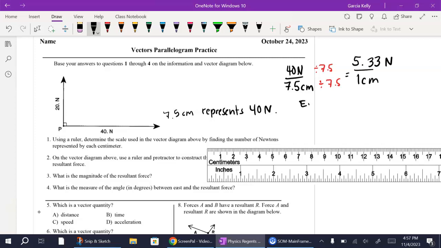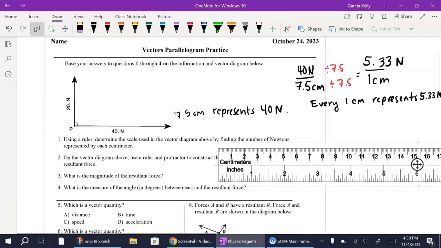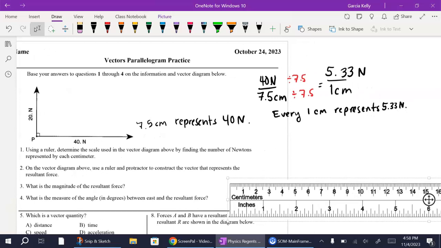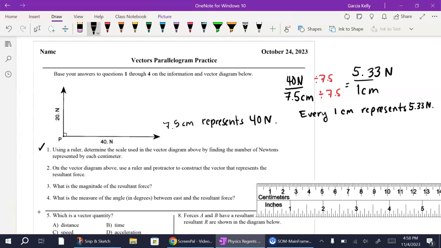So that means every 1 centimeter represents 5.33 newtons. So next, I'm going to take a look at the rest of these problems. Let's see, use a ruler to determine the scale. Check. 1 centimeter equals 5.33 newtons. Use a ruler and protractor to construct the vector that represents the resultant force.